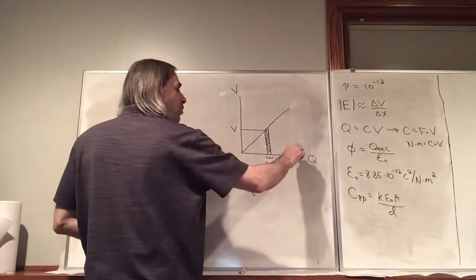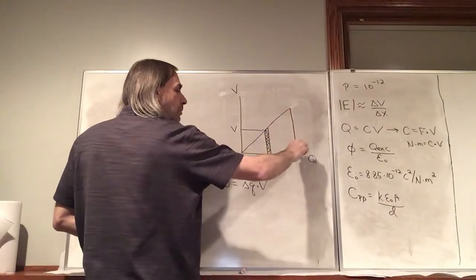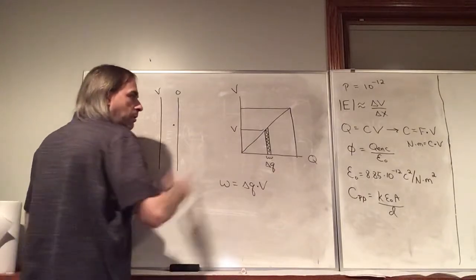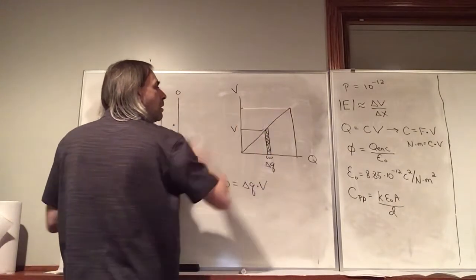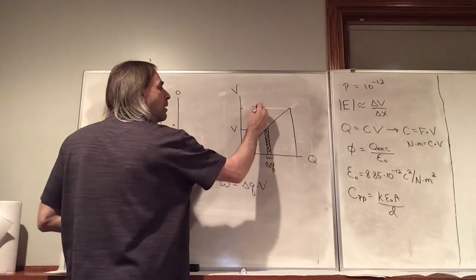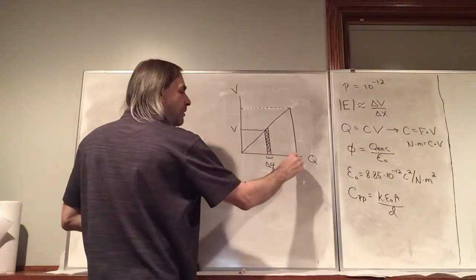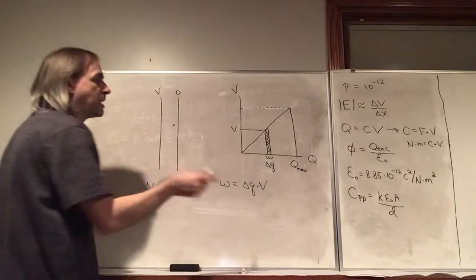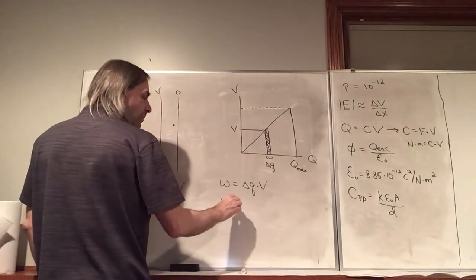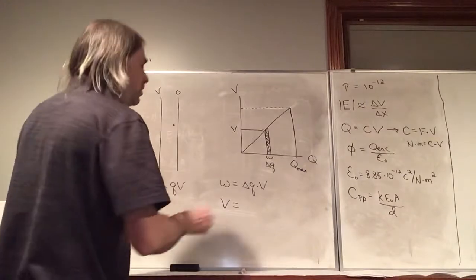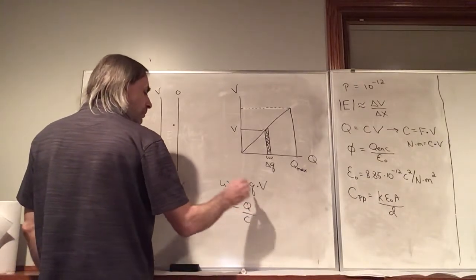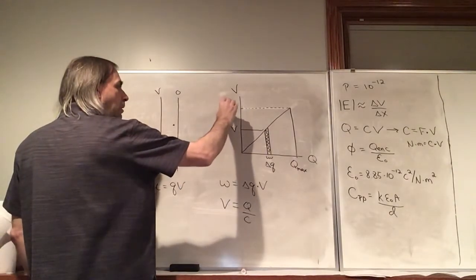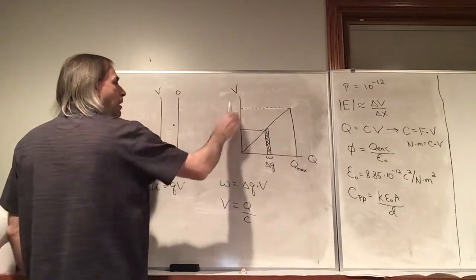So if we go to some full Q, if we want to charge up to, let's draw it like this, some particular Q max, that's what we're ultimately going to charge it to. Well, what is the voltage here? The voltage would be Q over C. So the voltage here would be Q max over C.